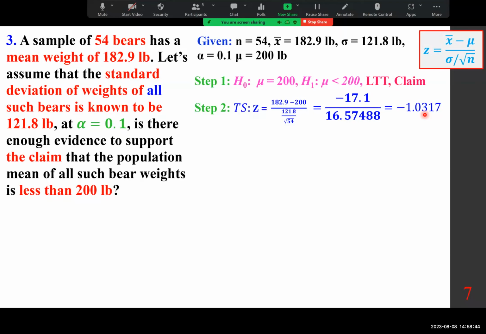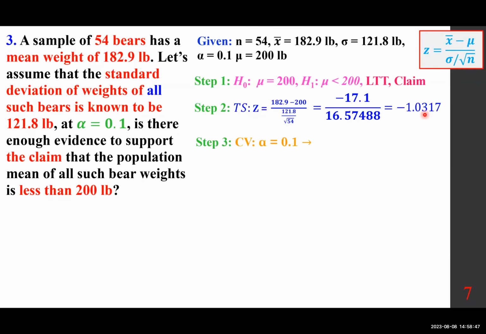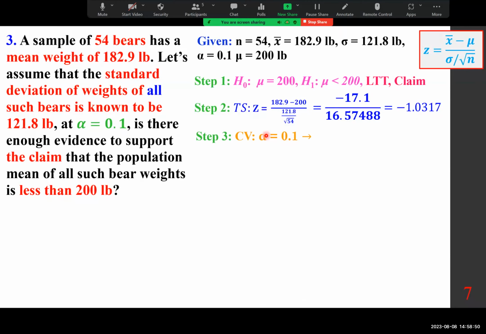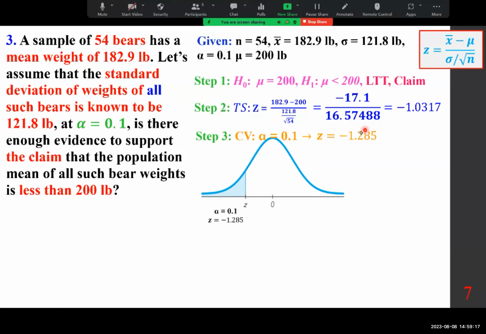Now we do the CV. Critical value comes from the choice of alpha. The choice of alpha in this question is 0.1. And this is a left tail test. That means when you draw, the total area in the tail is 0.1. And that gives you the Z value. So understand, you have a drawing like this. The Z-score, which represents the critical value here, is negative 1.285. So alpha is 0.1, Z is negative 1.285.